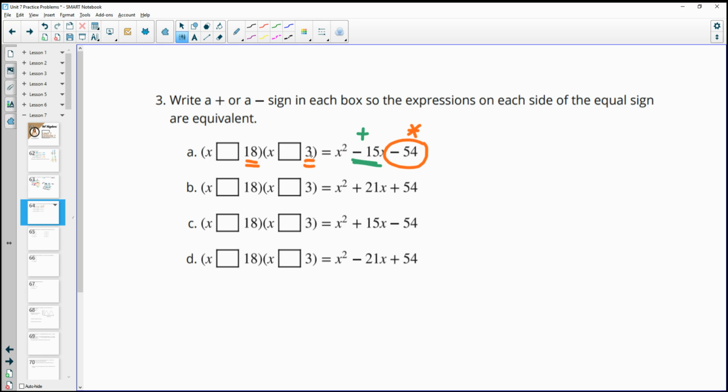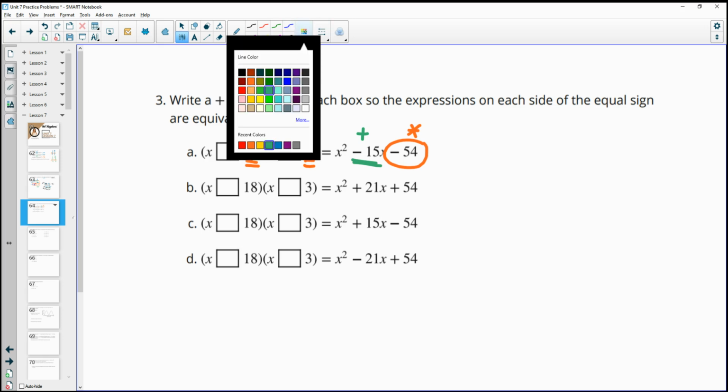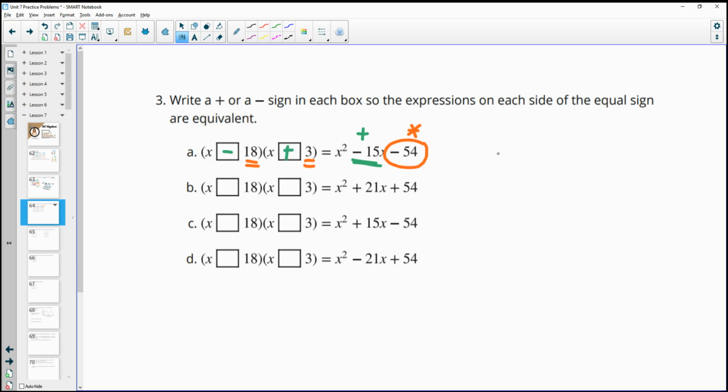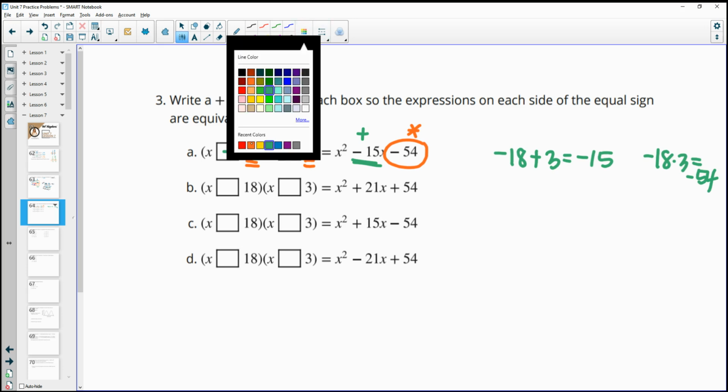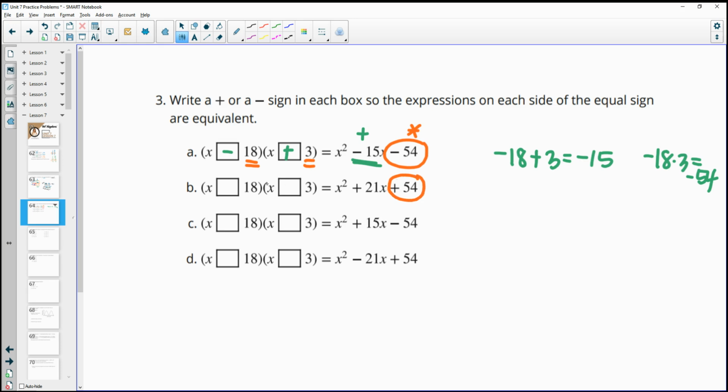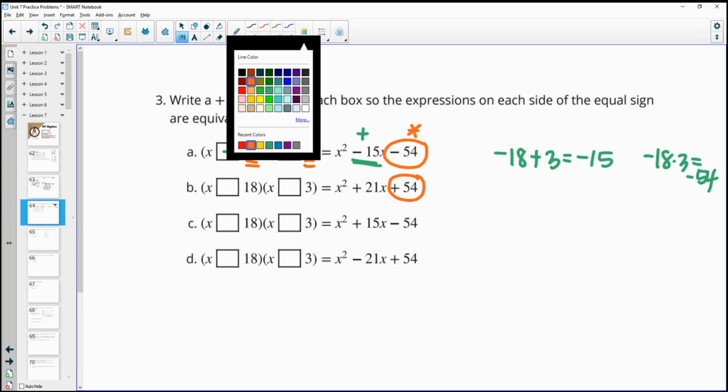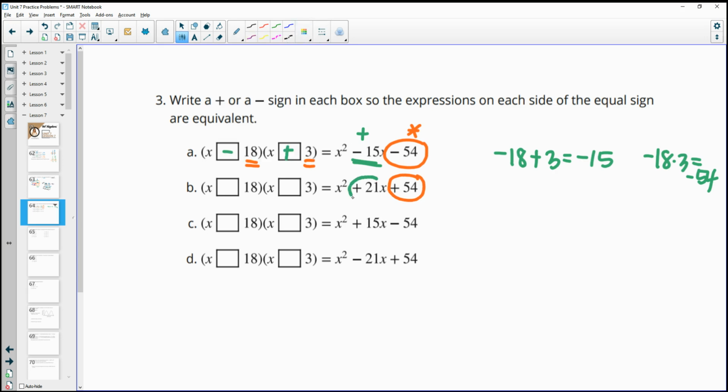So we want 18 plus 3, whatever version we have, to get to 15. So we want it to end out negative. So we're going to want the 18 to be negative and the 3 to be positive, because negative 18 plus 3 gives us negative 15. And negative 18 times 3 gives us that negative 54. So then in this next one, our final number is positive 54, which means these either both have to be positive or they both have to be negative. So in order to get a positive 21 in the middle, when we add the numbers together, they both must be positive, because 18 plus 3 equals 21, and positive 18 times 3 equals that positive 54 at the end.